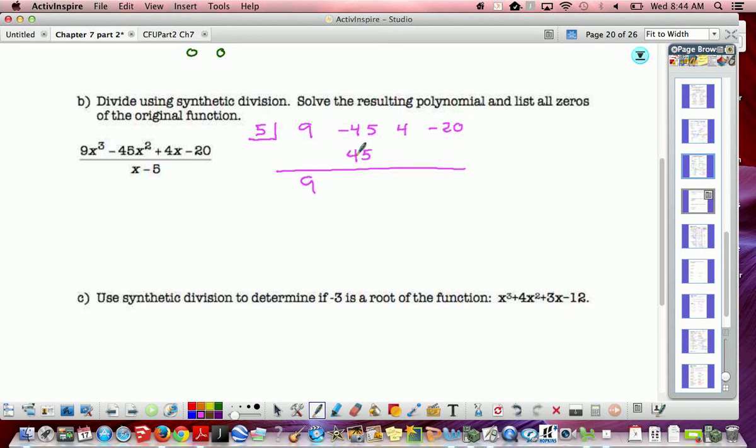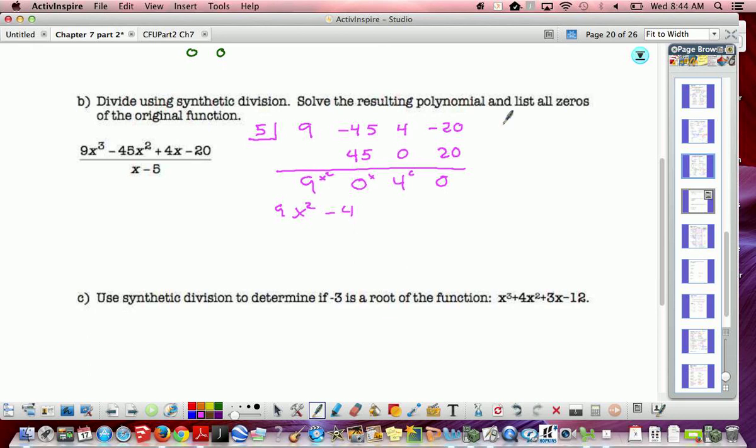Multiply. 5 times 9 is 45. Add. I get 0. 5 times 0 is 0. When I add, I get 4. When I multiply, I get 20. When I add, I get 0. So what this tells me is that I have 9x squared plus 0x minus 4 as my resulting polynomial. Because again, these are my squareds, these are my x's, these are my constants.